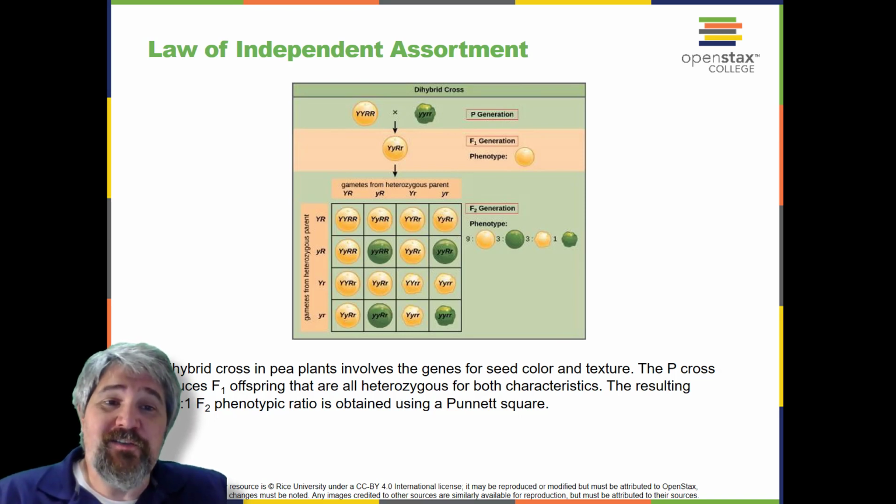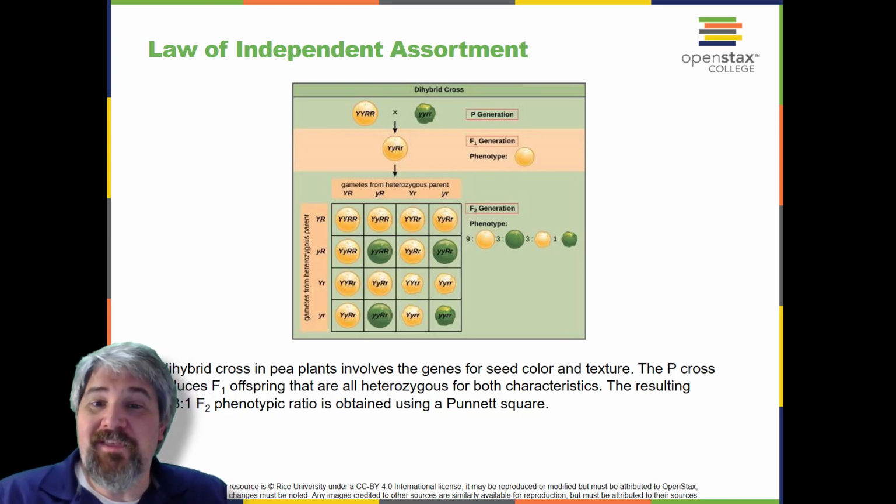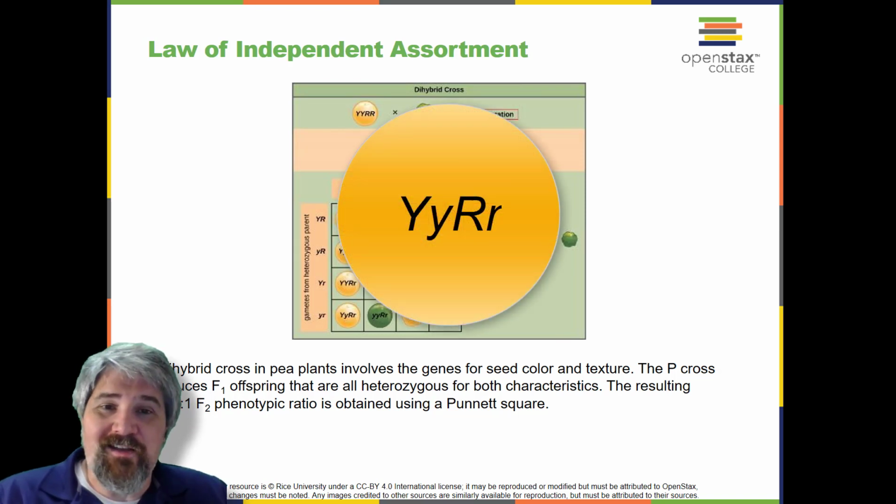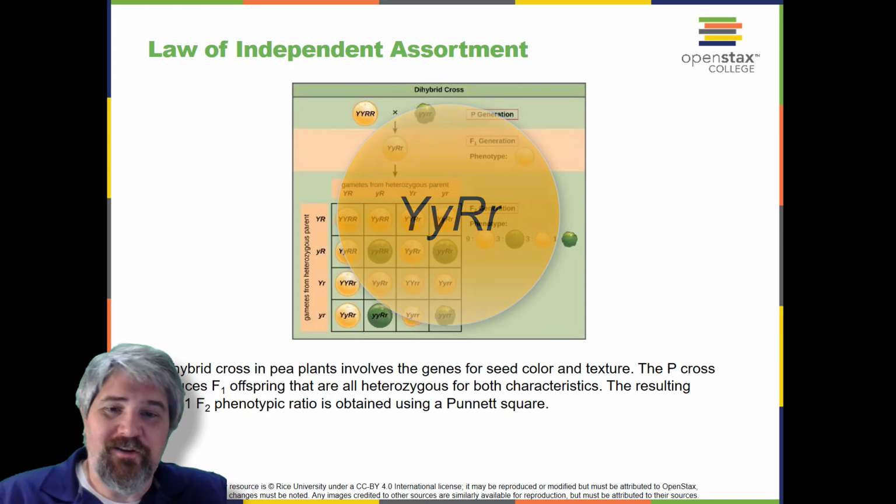Because each parent is homozygous, the law of segregation indicates that the gametes for the wrinkled green plant are all lowercase ry, and the gametes for the round yellow plant are all capital RY. Therefore, the F1 generation of offspring are all heterozygous on both traits. That's indicated in this figure.